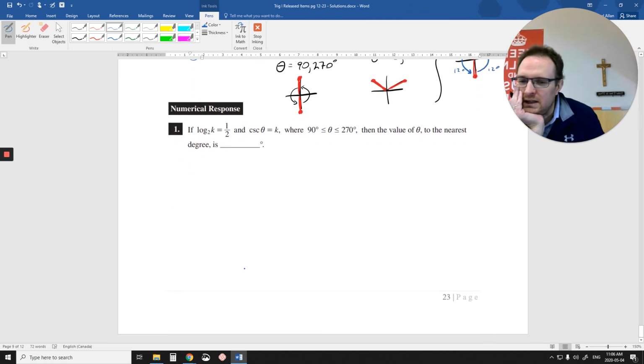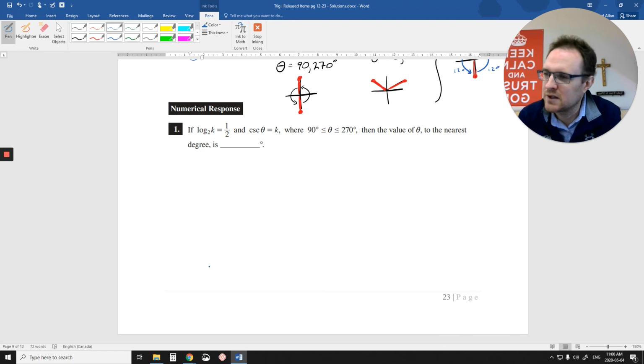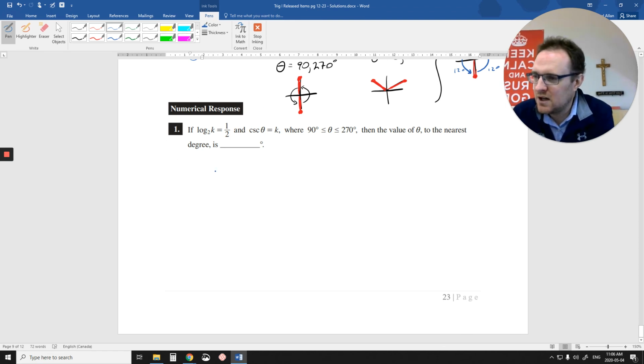I left the last one on here because it looked like it's something that we could do. I don't know actually if it is. It probably is something. Let's just see what we can do here. We are using logs here, so I just want to figure out what k is so I can solve cosecant k, because that's the whole point. So what is k? Let's change this into exponential form. 2 to the power of half is equal to k. So k is root 2. Oh yeah, makes sense. Okay, so now this looks good. So we can actually solve this.